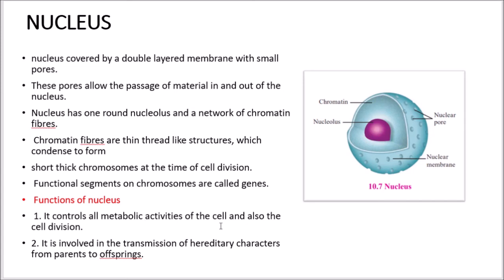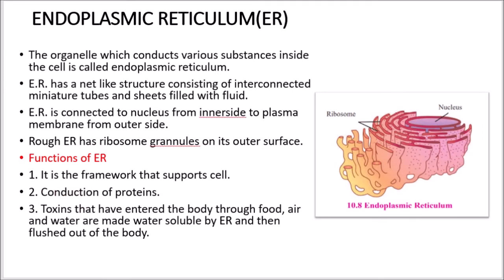We can say the nucleus is the brain of the cell. It is involved in the transmission of the hereditary characters from parents to offspring. So it is a very important component in the cell, that is the nucleus. Next organelle is the endoplasmic reticulum, and in short we can say ER.